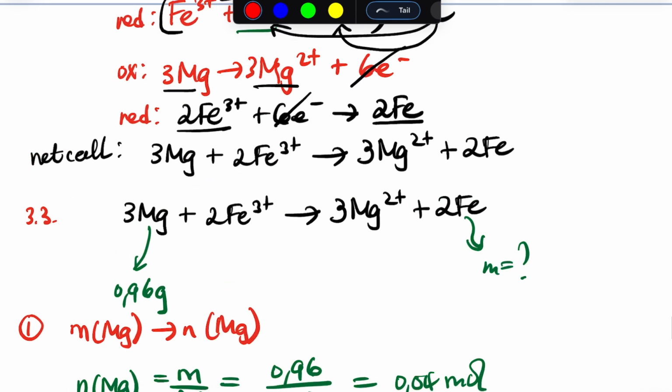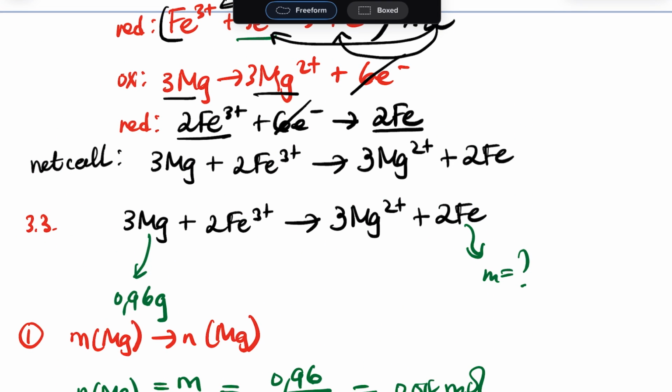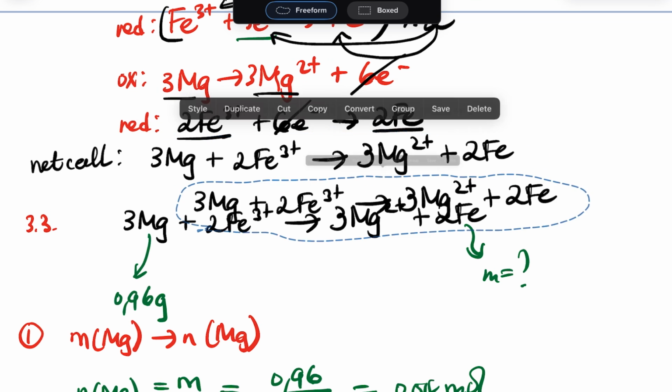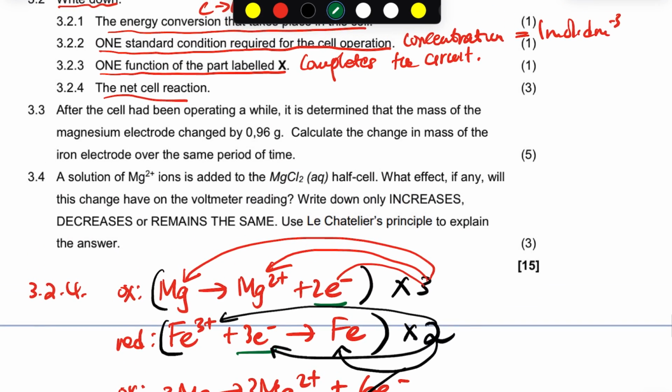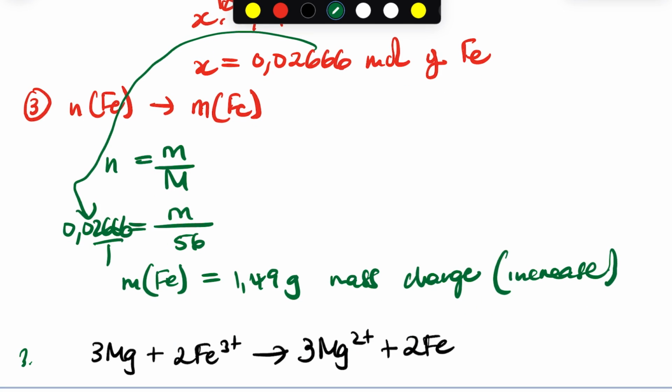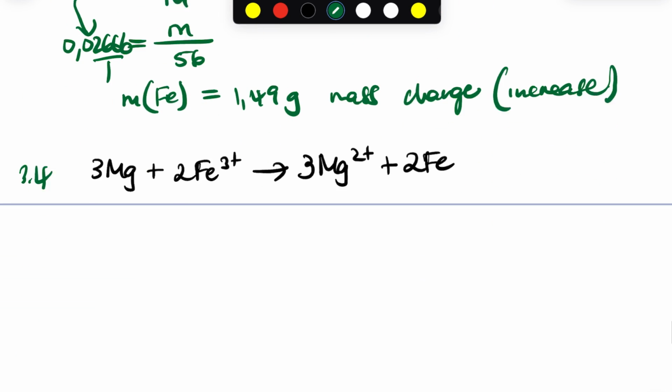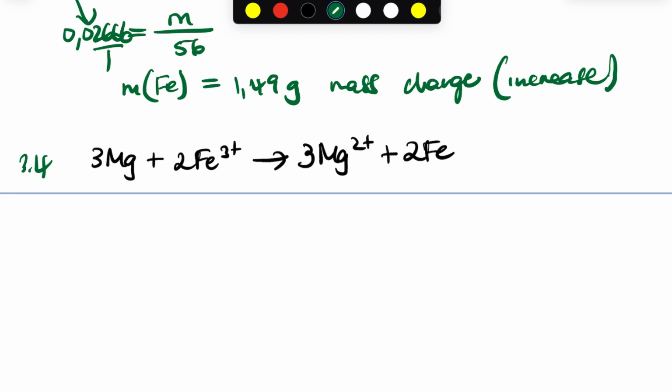Using this type of question, guys, we'll need the net cell all the time. Okay, let's write it there. This is 3.4. Guys, the net cell doesn't have an answer or marks for this, but it helps you. So the magnesium ions are increased in the solution. The system responds by decreasing them. That means the magnesium ion is the product.